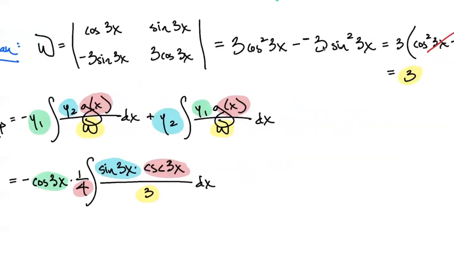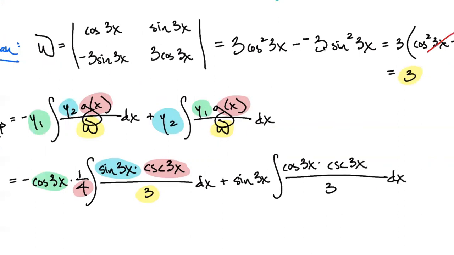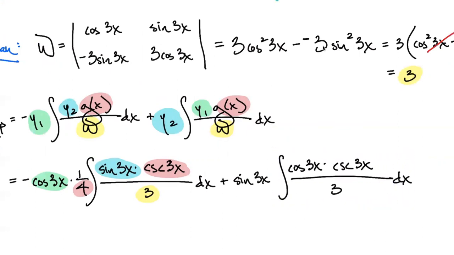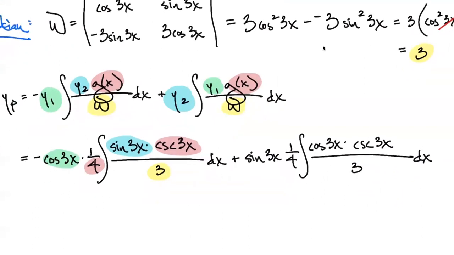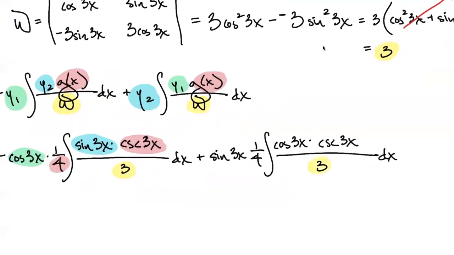And now if I substitute in the second term, I'm going to get plus sine 3x integral of cosine 3x times cosecant 3x all over 3 dx. And just like before, I have to take care of that 1/4, so I'm going to multiply in that 1/4 as a constant. And if we were to finish our color coding, we've got our Wronskian here. Our g of x, once again, is sort of split. The y sub 1 is inside the integral this time, and our y sub 2 is outside the integral.